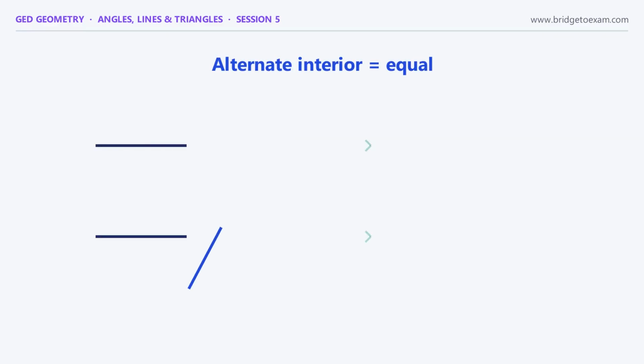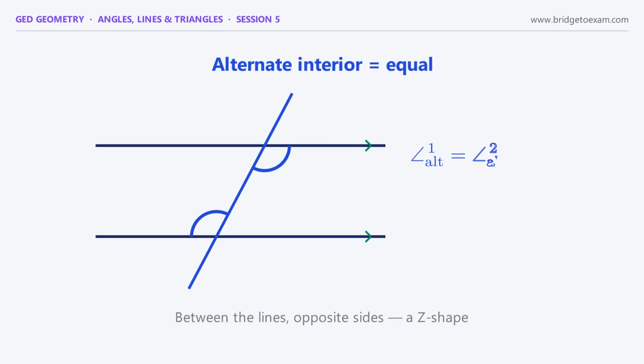The second rule is alternate interior angles. The word interior means these angles live between the 2 parallel lines, in the middle region. The word alternate means they're on opposite sides of the transversal. When the lines are parallel, alternate interior angles are also equal. If you trace from one angle to the other, they form a kind of Z shape across the figure. So, whenever you spot that Z, you found a pair of equal alternate interior angles.